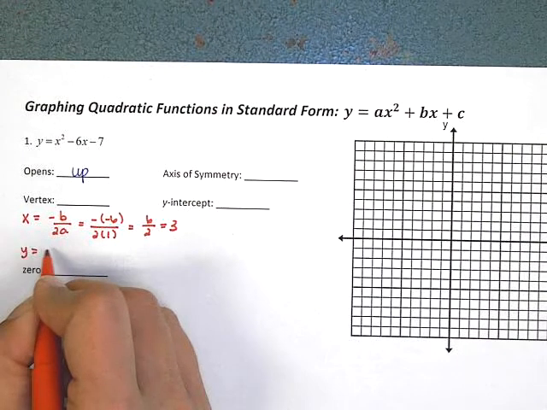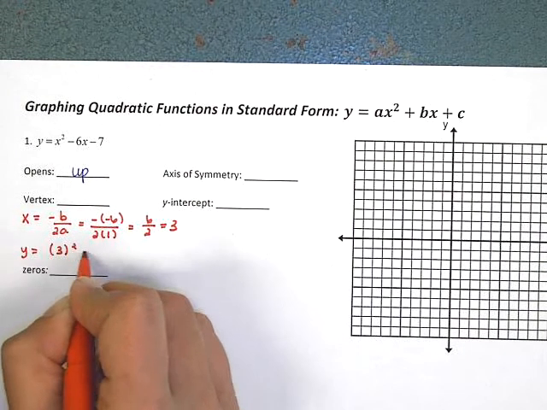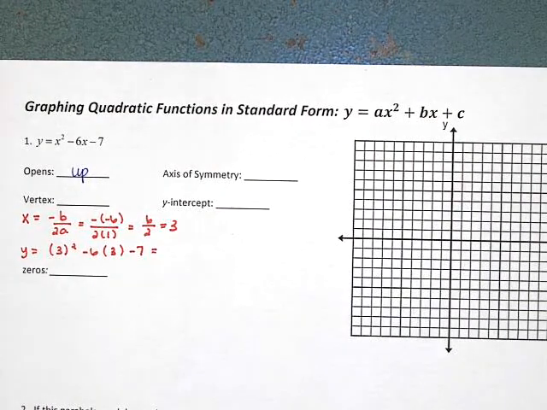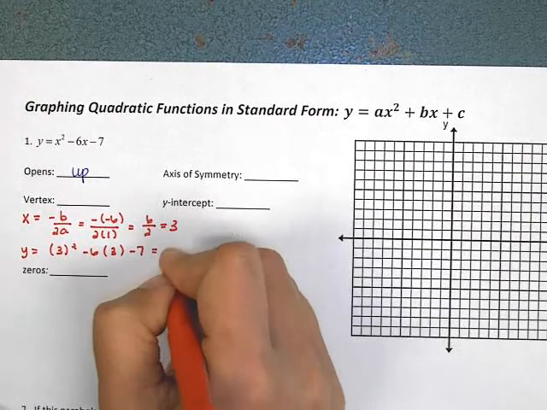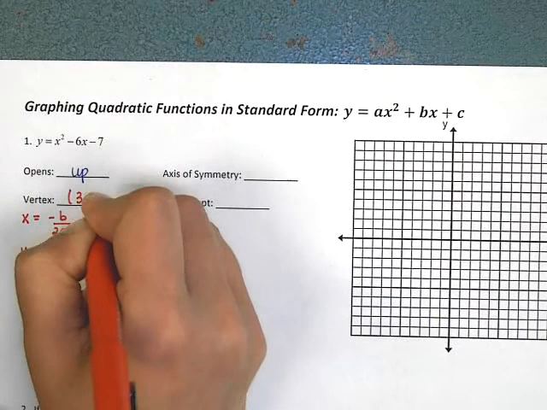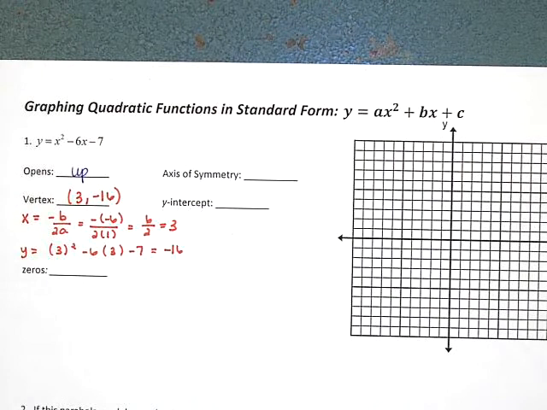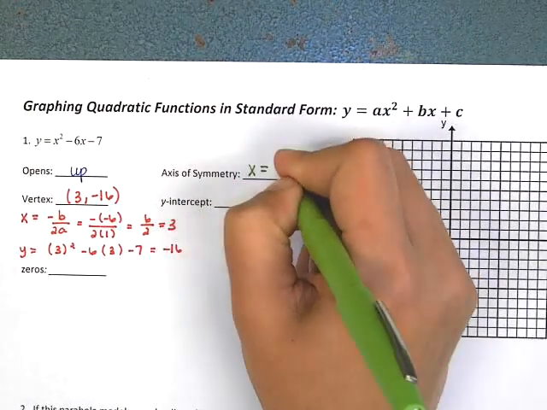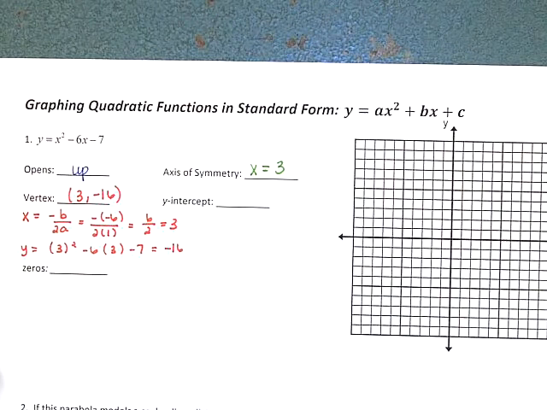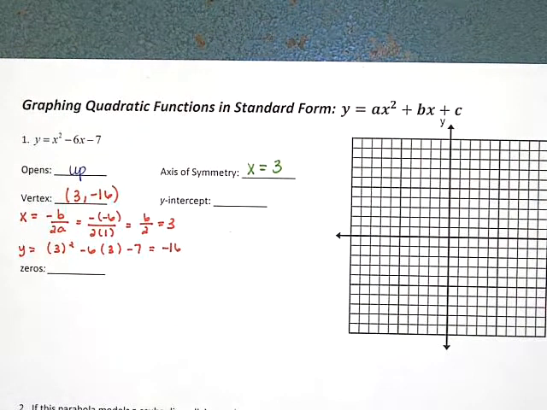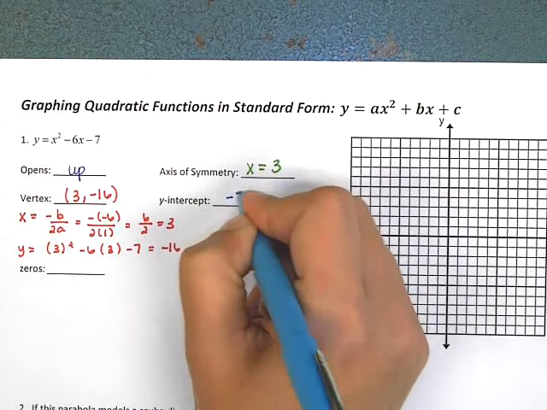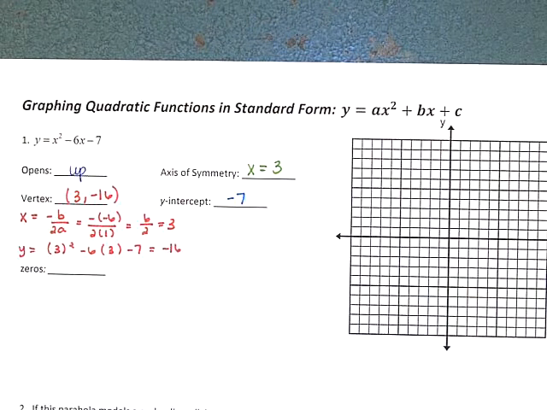To get the y, we just plug that in, so 3 squared minus 6 times 3 minus 7, which should be -16. My axis of symmetry would be x equals the same x as my vertex, so 3. My y-intercept would be whatever I get when I plug in x is 0. So I would just get -7 because the first 2 terms would both be 0.